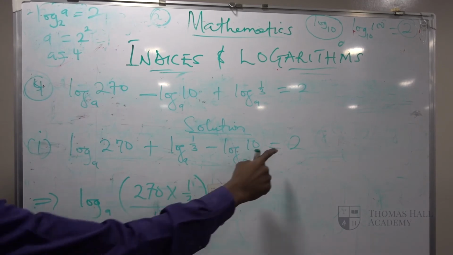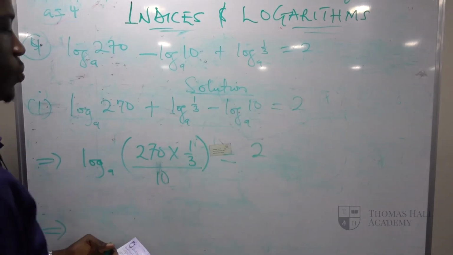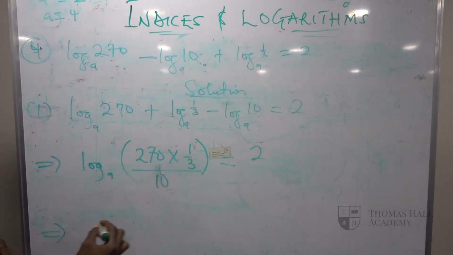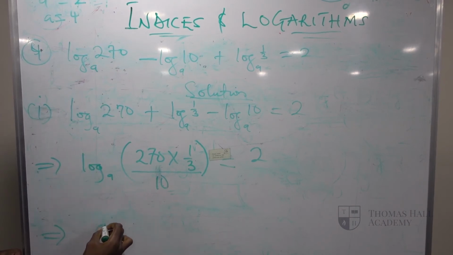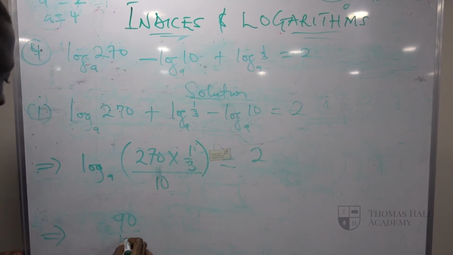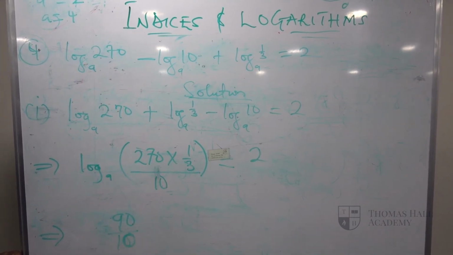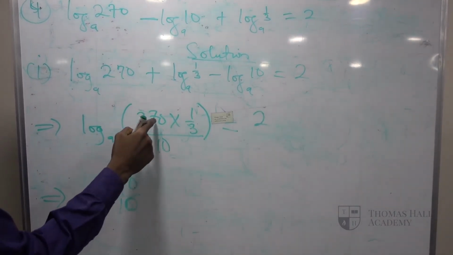So the same thing will happen here. This one does not have a log. Assuming this had a log here, we would have done log cancels log. But this one does not have a log. So now this logarithm is gone. We are having 270 times 1 over 3. This here, we are having 90 all over 10, because 3 into 270 is 90. 90 times 1 is 90.